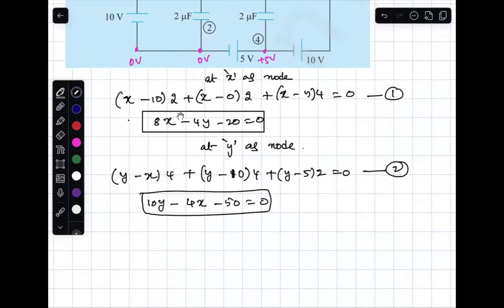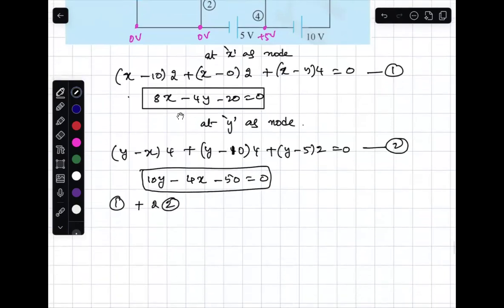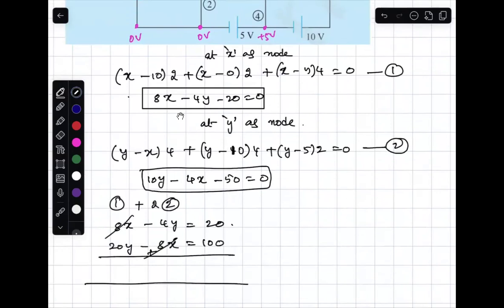So how to eliminate this? One thing is clear. Equation 1 plus 2 times equation 2 we will take. So in that case, 8x minus 4y is equal to 20, and 20y minus 8x is 100. Now you add, in the process of addition, x cancels. 16y is 120, implies y is 120 by 16, 15 by 2 volt. Right.